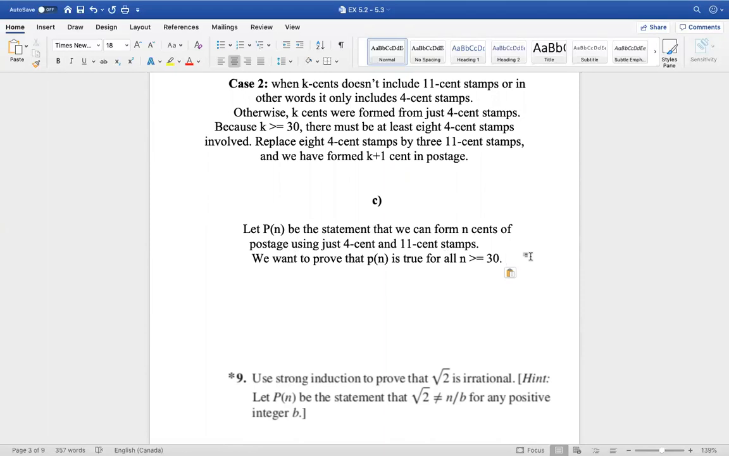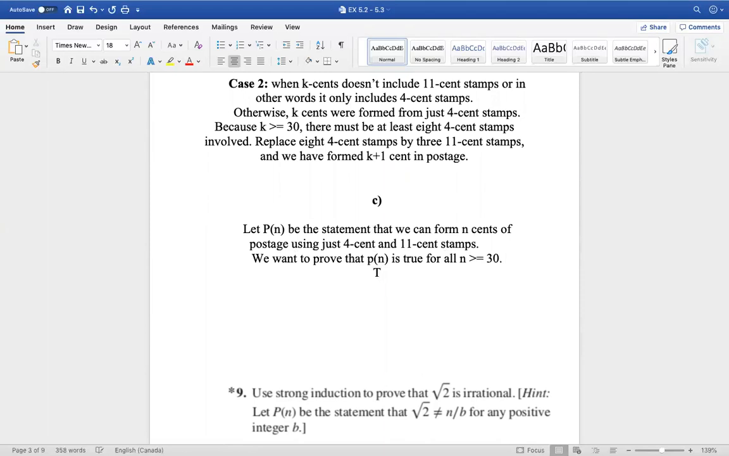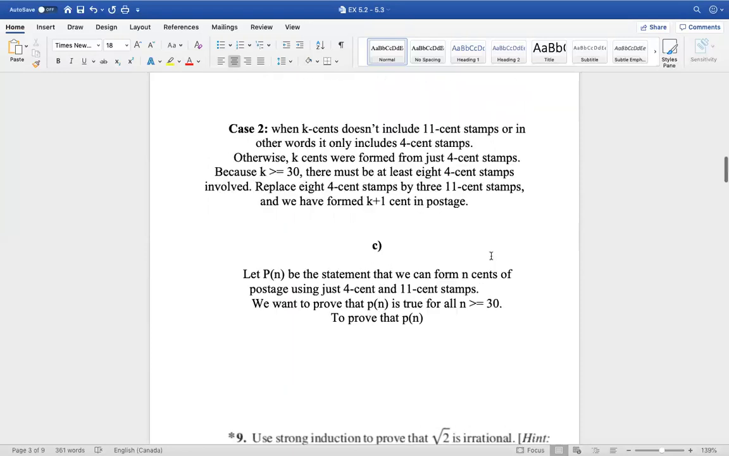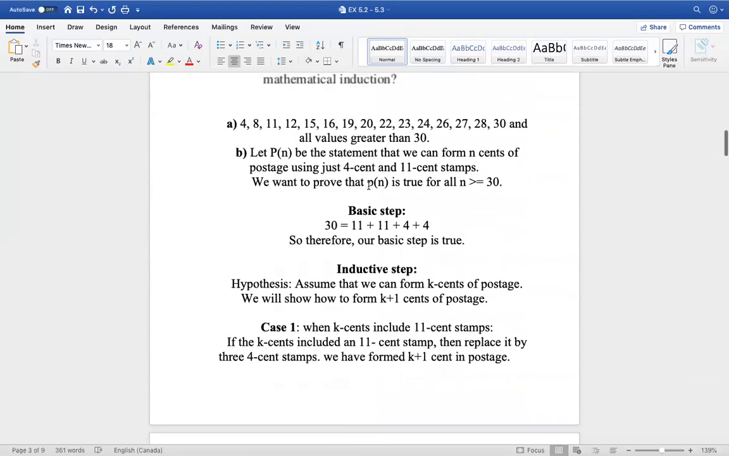Now to prove that Pn is true. Miss, can we make n any number? Like, instead of 30, can we use another number? Or should we use 30 for this case? In this case, we use 30 because we are assuming that here.